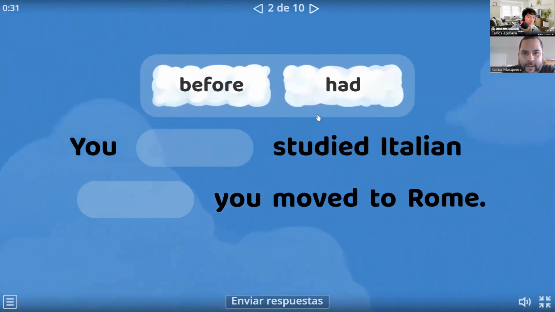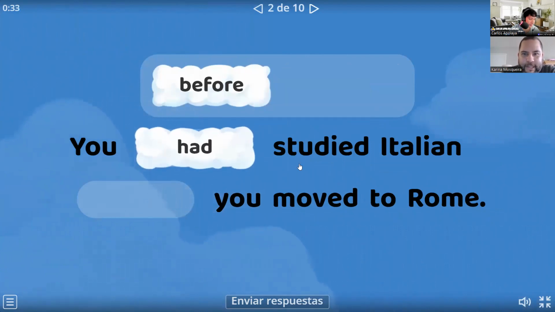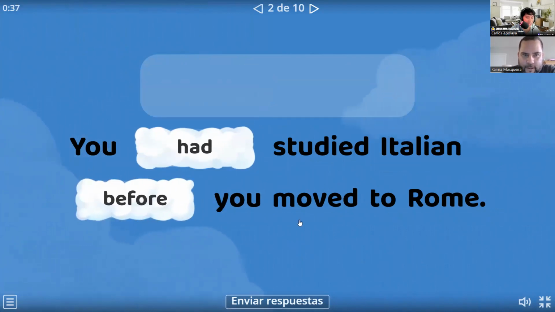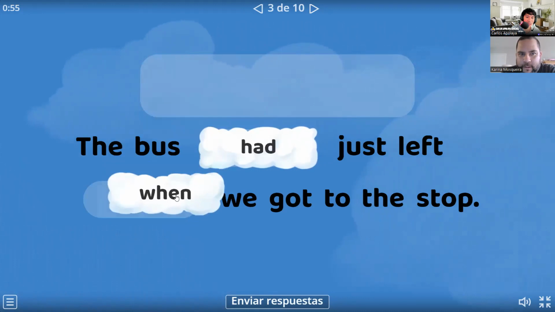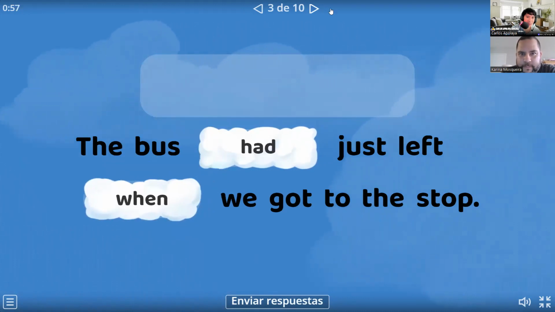Number 2. You had studied Italian before you moved to Rome. Had studied. The bus had just left when we got to the stop. Next.